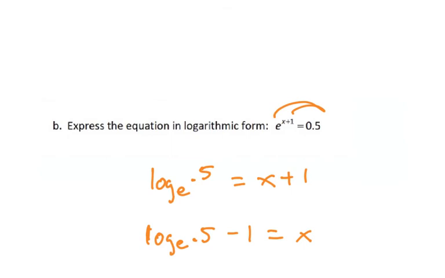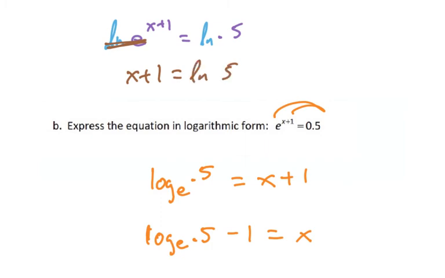Or, if you wanted to, you could take the natural log to both of the sides. So it's e to the x plus 1 is 0.5. If you take the natural log of both sides, we know that this is going to cause this to go away, and it becomes x plus 1 equals natural log 0.5, and then subtract 1. And both of these are saying the same thing.